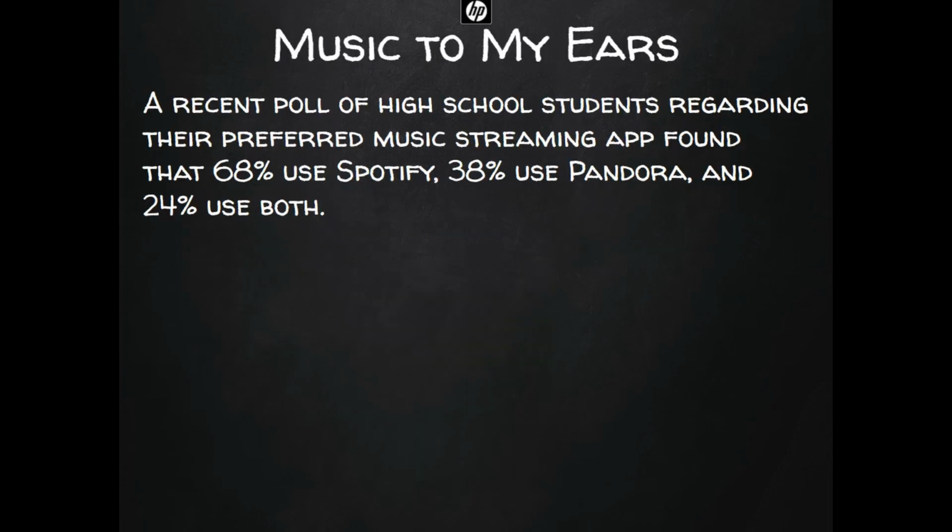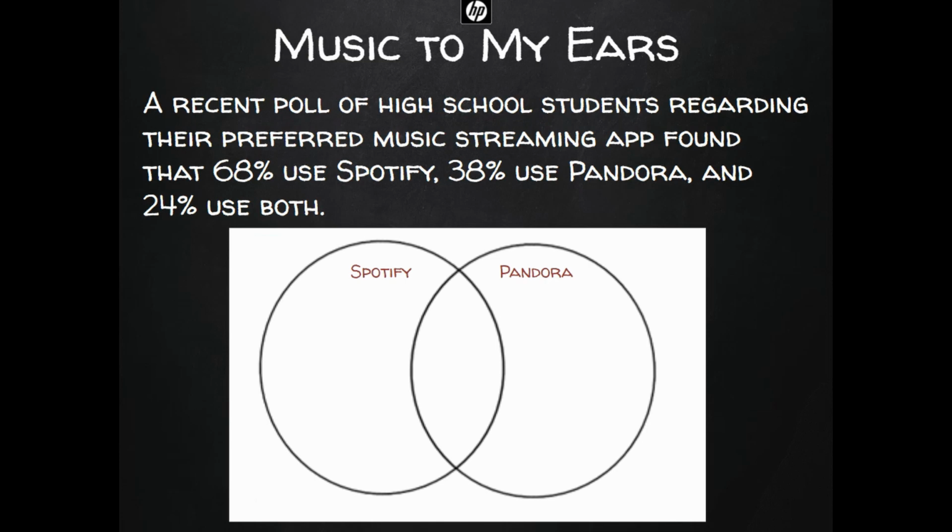Okay, so let's apply this to a problem. A recent poll of high school students regarding their preferred music streaming app found that 68% use Spotify and 38% use Pandora and 24% use both. We're going to start by making a Venn diagram of this so we can answer a few questions. They tell us that 24 use both.